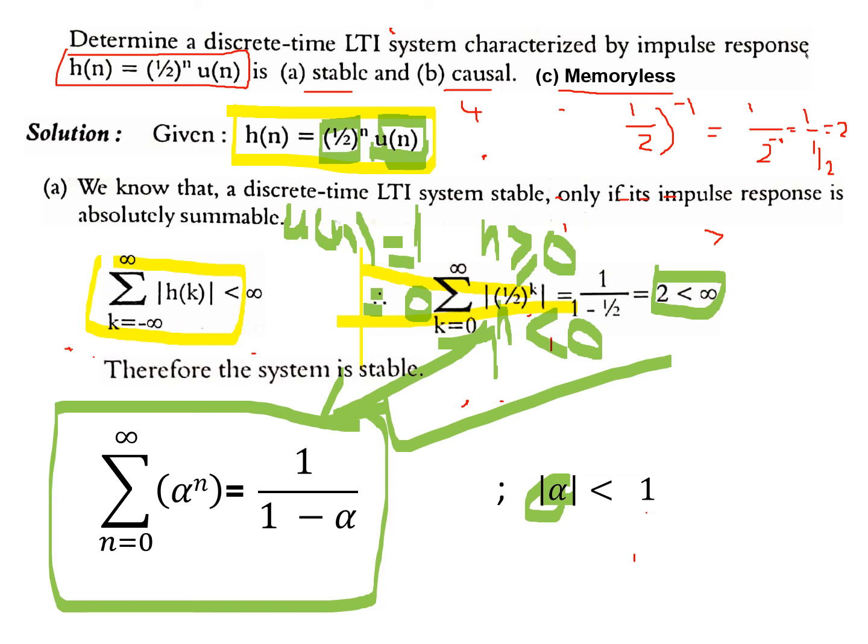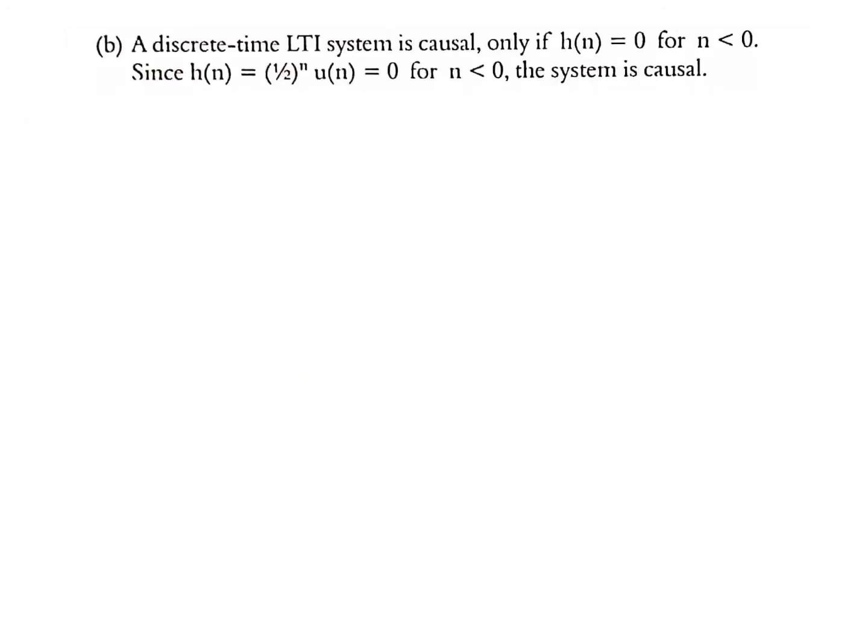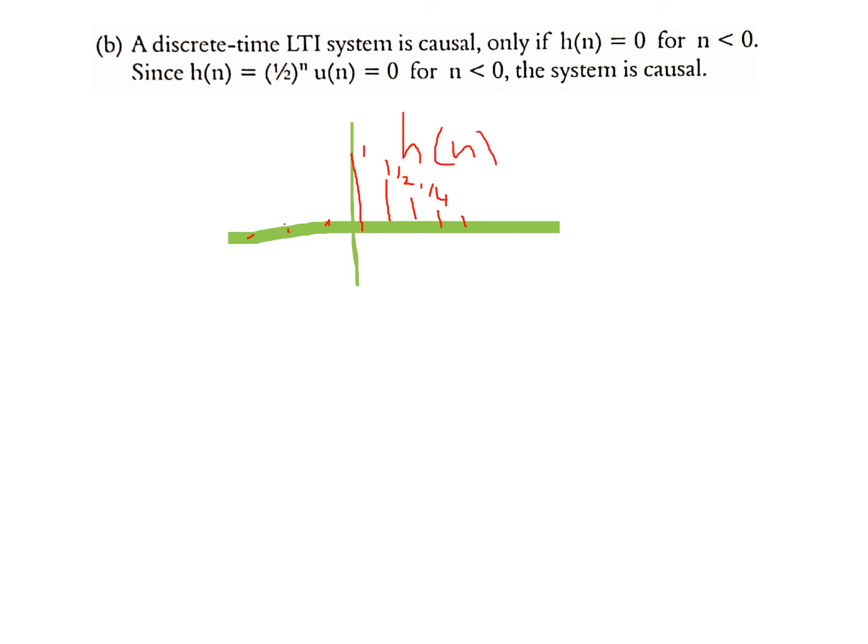What about the other two properties? Other property means, what about the causal property? For causal property, I told you, you plot the impulse response. Impulse response was like this: this was one value, this was another value, and it was going on decreasing. This was 1, this was half, this was 1 by 4. The values before that were all 0, 0, 0. This was the impulse response of the system, graph versus n.